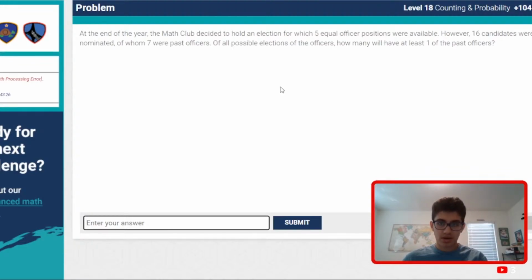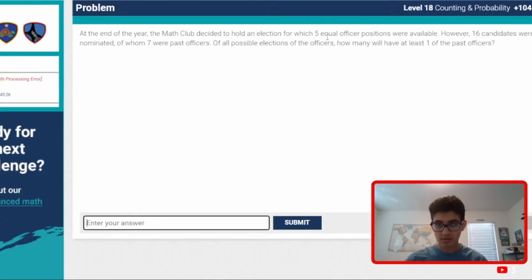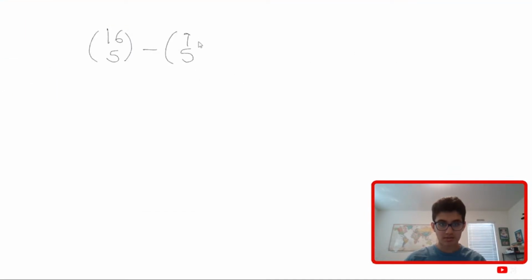Okay, the math club decided to hold an election. There are 5 positions. 16 candidates were nominated. How many will have at least one of the past officers? So this is complementary counting. The total number of ways is just 16 choose 5, right? Then we subtract the cases where there are 0 past officers, so just minus 9 choose 5. Okay, and 16 choose 5.